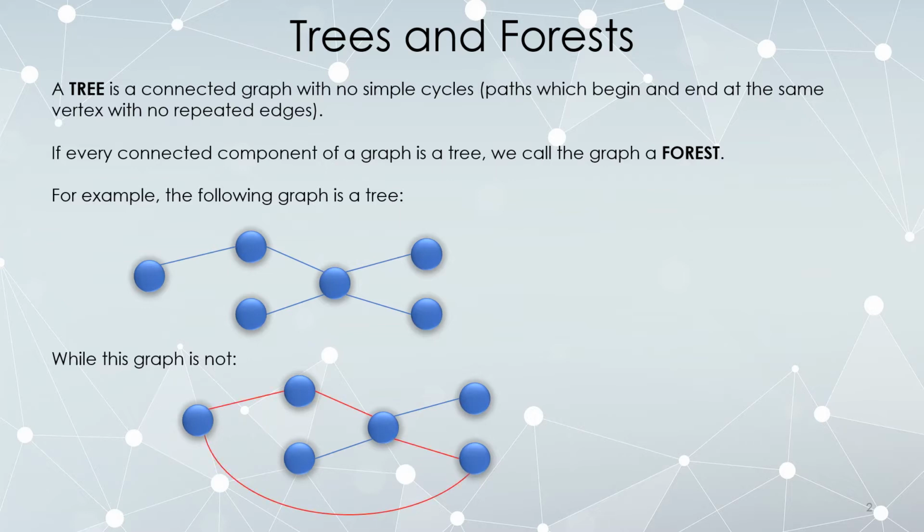As such, the red path: anywhere along this that you start, for example here, you can walk along this, come back to where you started without repeating any edges. So this is not a tree. The same procedure is not possible in the graph above, so it is a tree.